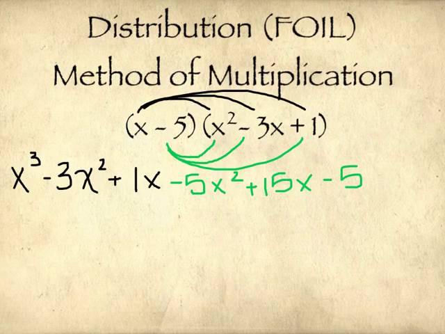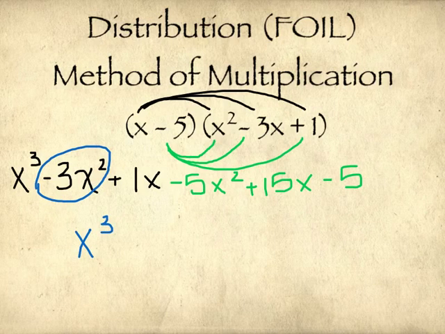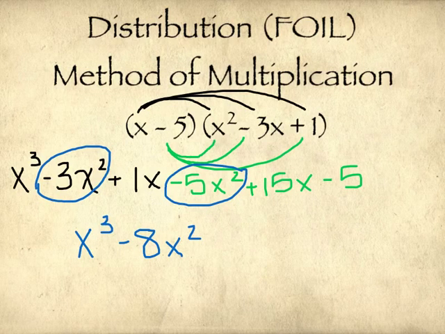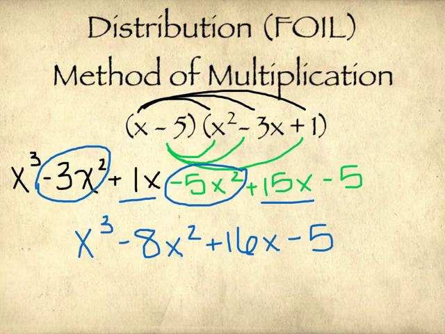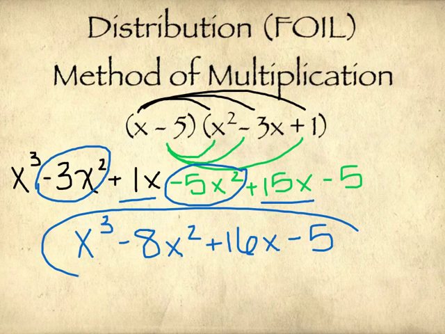We'll then go through and combine our like terms. X cubed is all by itself, x cubed. We have a negative 3x squared and a negative 5x squared. That will give us negative 8x squared. We have a positive 1x and a positive 15x. That will give us positive 16x. And then we have a minus 5 all by itself. And that is our final answer.